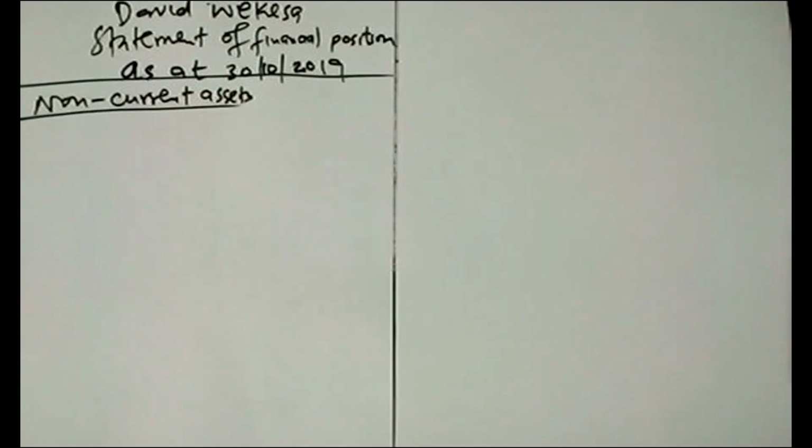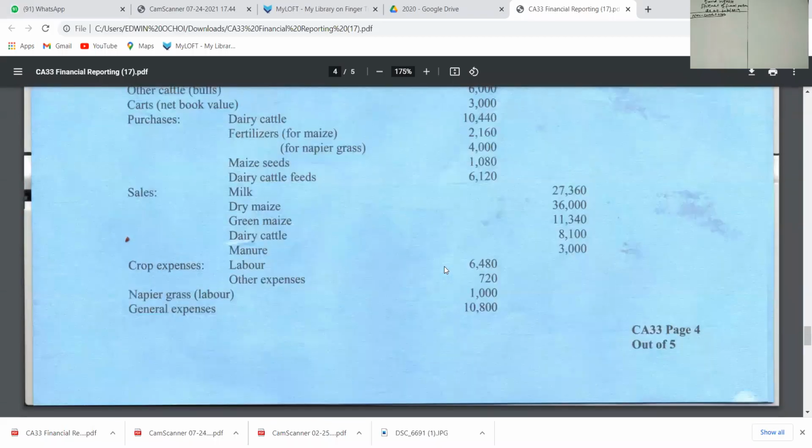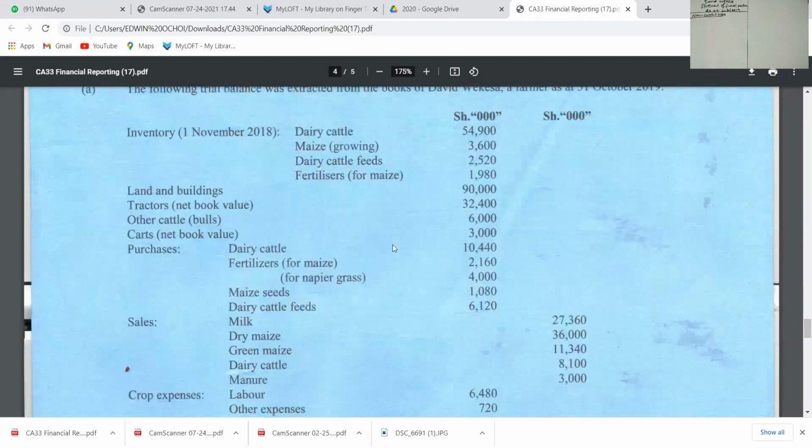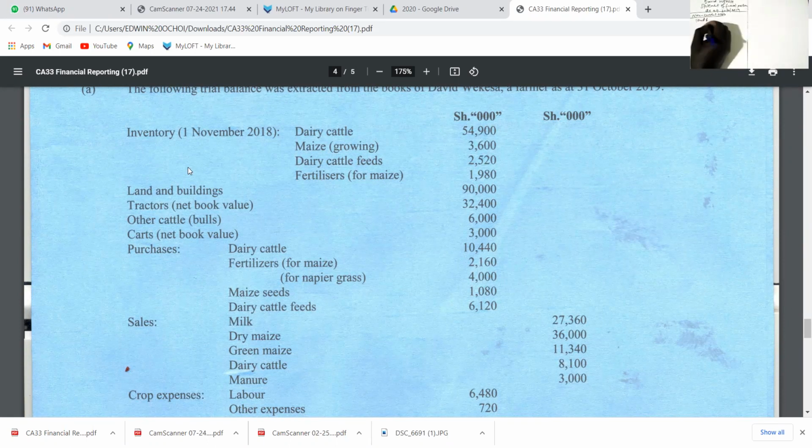So which non-current assets do we have here? I can see we have land and buildings, we have the tractor, we have the bulls, we have the other cattle. So let us record. Land and building is at 90,000. Then what about the tractor? 32,400. Depreciation was 8,100, remember that it was at 25%.